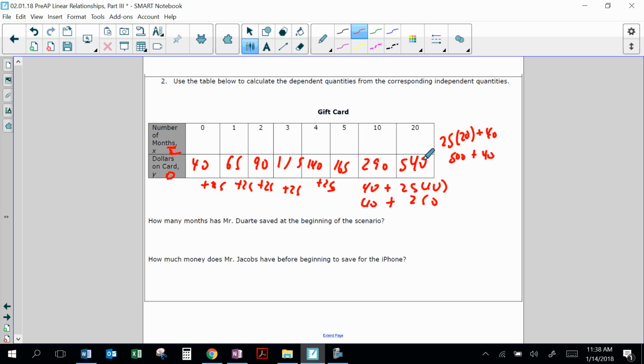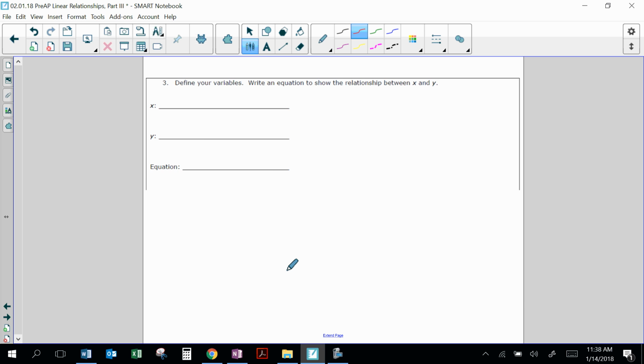How many months has Mr. Duarte saved at the beginning of the scenario? 0 months. He's at 0. How much money does Mr. Jacob have before beginning to save? $40, because he starts with $40. And he adds $25 every month, so that's the rate of change.